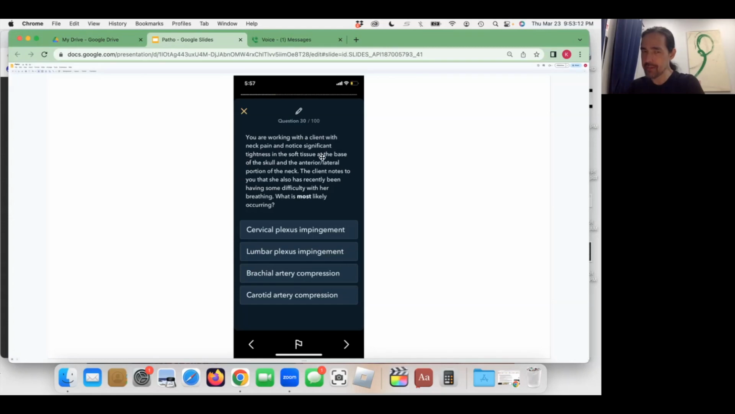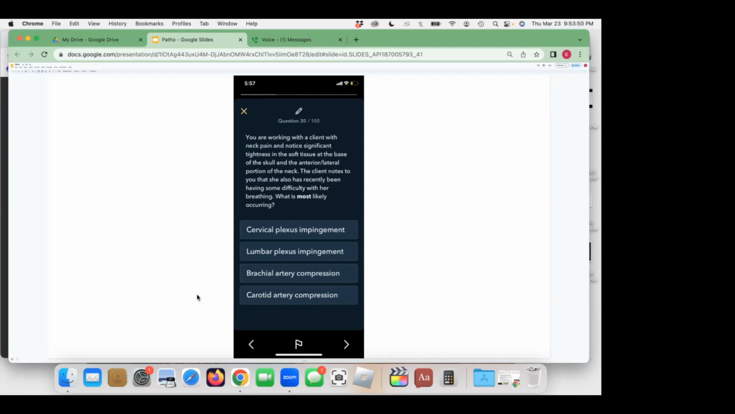Whether the tightness at the base of the skull and the anterior and lateral portion of the neck is due to the cervical plexus, cervical nerves, the lumbar plexus from the lumbar nerves, or the brachial artery or the carotid artery. Okay, the brachial artery is here. Sorry, it's here. The carotid artery is here, right? The lumbar plexus is down in the lumbar area. Cervical plexus is throughout here. Cervical plexus. Yeah, I would think so.